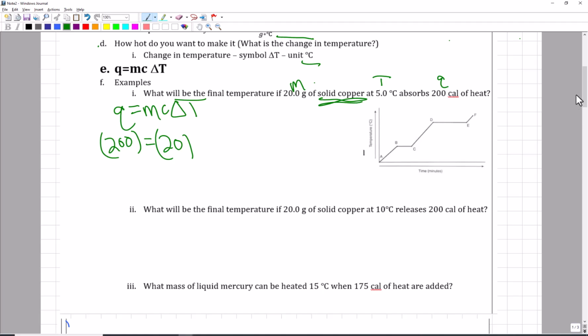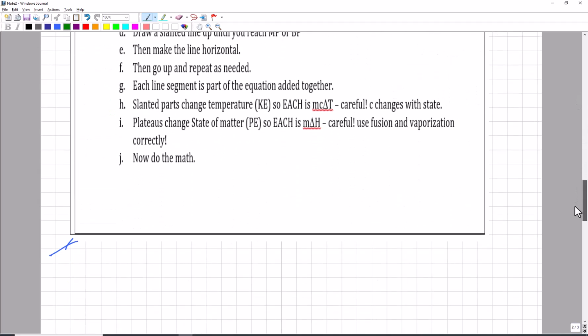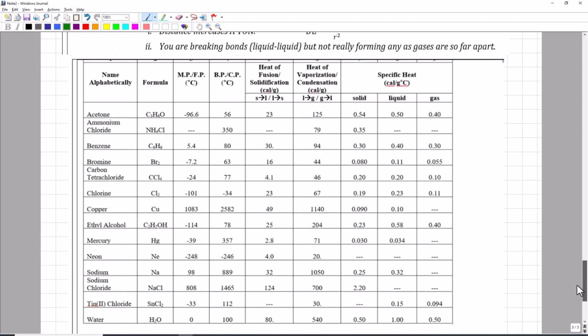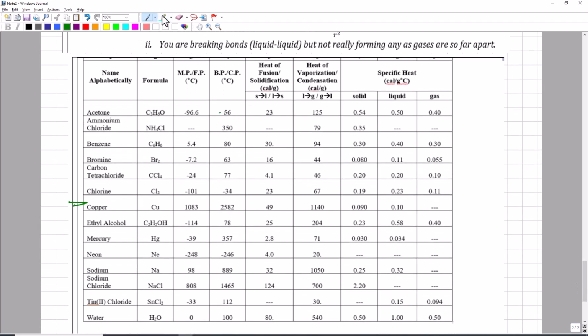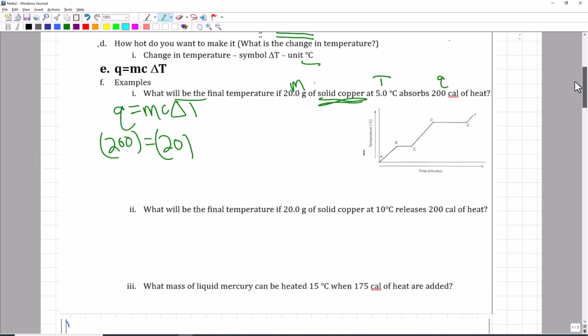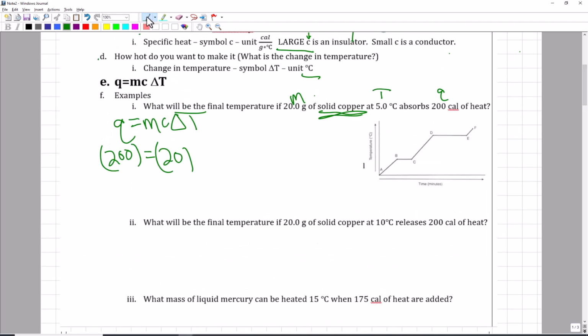Now, the specific heat of solid copper: on the end of the notes here, we have a table of everything. Here's copper, and we're looking for solid copper. Solid copper, 0.090. That's the specific heat of copper. You're going to use that sheet a lot. And we're going to solve for delta T, even though we know we're starting at 5. When we do this, we're multiplying these times delta T, so we'll do the inverse operation of dividing it.